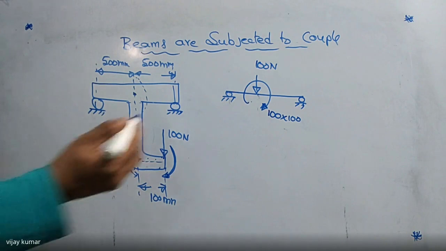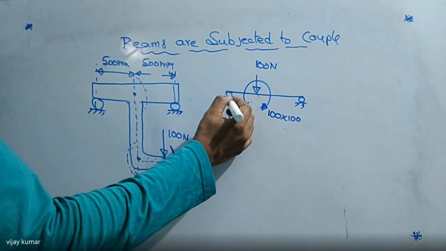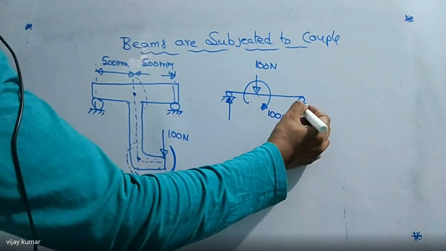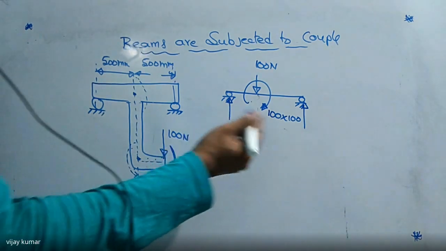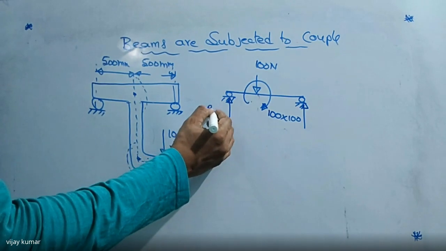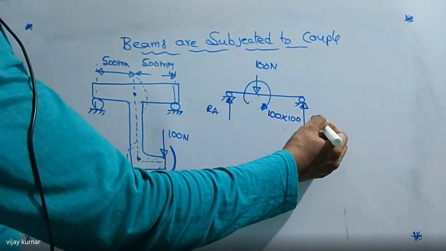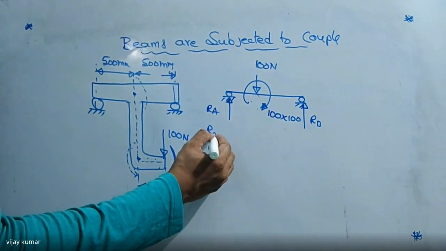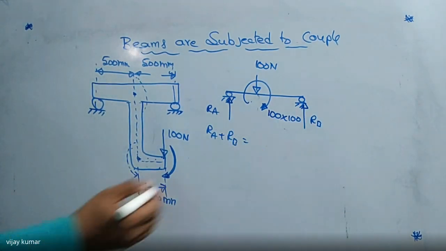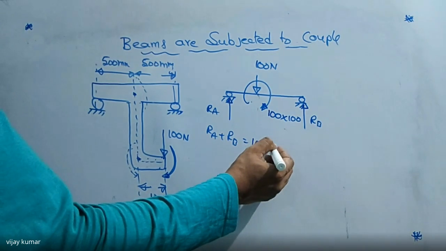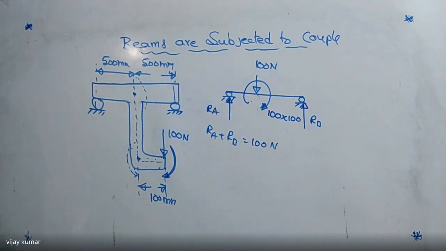So here, first of all, we have to find the two reactions. Tell me the two reactions here. After that, we can automatically find the maximum bending moment, shear force and bending moment diagram also. Are you clear now? What are the reactions here? For example, I am taking RA and this one is RB. So RA plus RB is equal to 100 newtons.